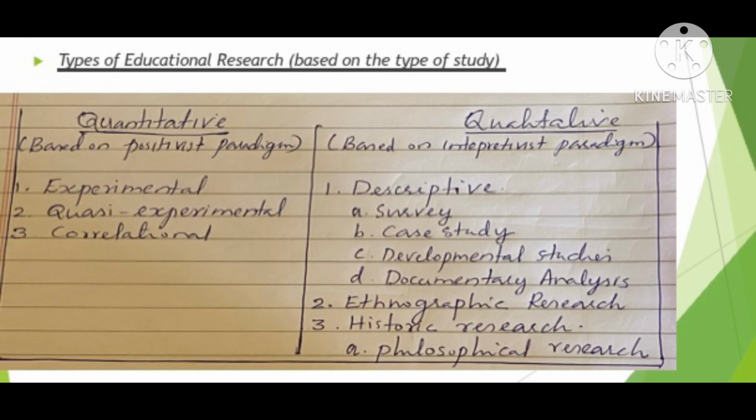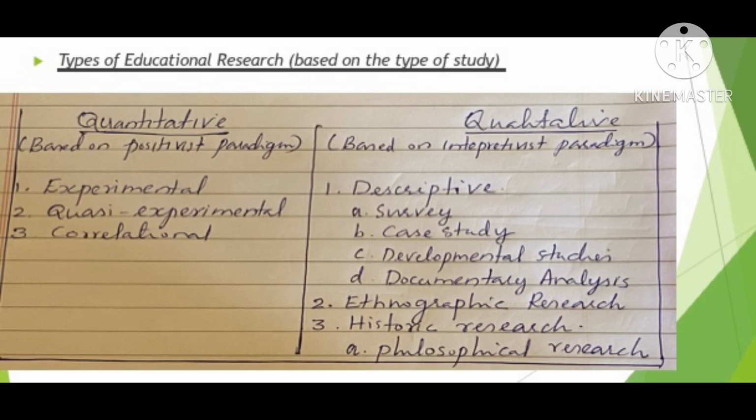Now let us see what the types of educational research are. Based on the type of study we are doing, which type of data we are collecting, and which data collecting methods we use, we can broadly divide educational research into two: quantitative and qualitative. In quantitative research, we are collecting quantitative data, and in the case of qualitative research we are collecting qualitative data. In qualitative research, we are interpreting the data we are getting through different methods.